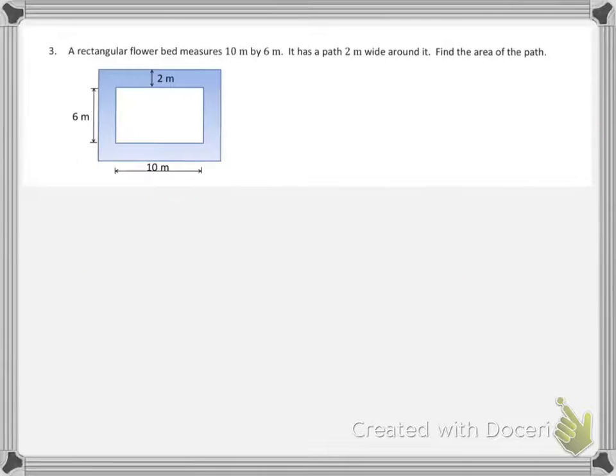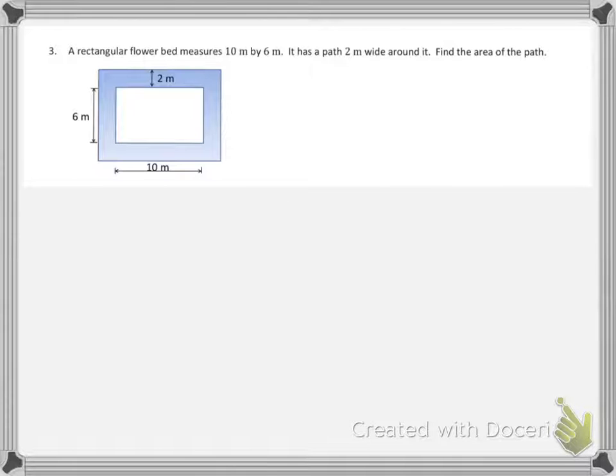All right, number 3, a rectangular flower bed measures 10 meters by 6 meters, and that is the inside part. So in here, that white section, that's the flower bed. It has a 2 meter path all the way around it, and we need to find the area of the path. Okay, well, a couple ways to do this.